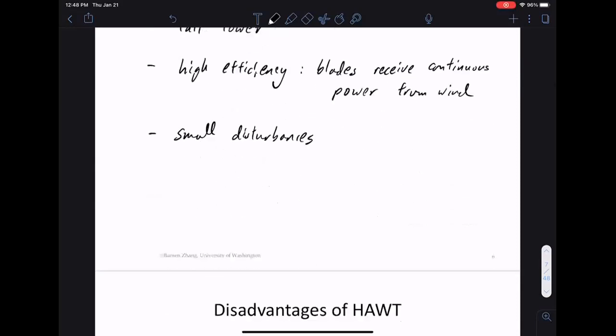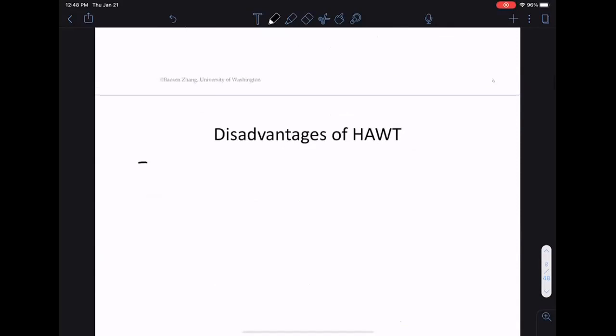So what are some of the disadvantages of this kind of horizontal axis turbine? What are some of the obvious disadvantages? Why might this be hard to build? It's going to be top heavy. The structure might be hard to build, so maybe very top heavy.